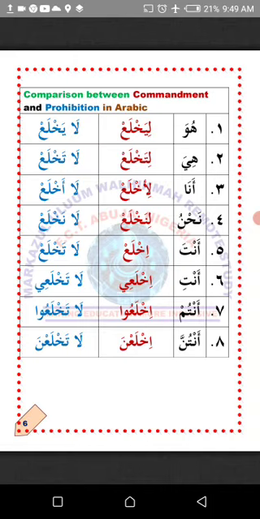خمسة, number 5, أنت, you, representing a single male person. اخلع, take off. لا تخلع, don't take off. ستة, number 6, أنت, you, representing a single female person. اخلعي, take off. لا تخلعي, don't take off. سبعة, number 7, أنتم, all of you, referring to a group of male persons. اخلعوا, you should all take off. لا تخلعوا, you should not take off. ثمانية, number 8, أنتن, all of you, referring to a group of female persons. اخلعن, you should all take off. لا تخلعن, you should not take off. لعلك فهمت? I hope you understand. ما شاء الله.